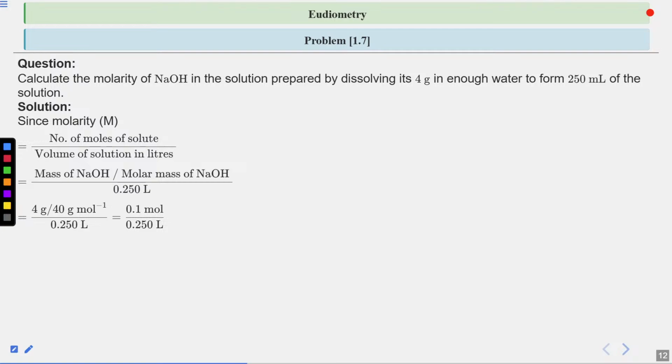Now putting all the values, which is 4 gram, and for NaOH the molar mass is 40, we get the final value as 0.4 molar. So this is the final molarity value for the given NaOH solution.